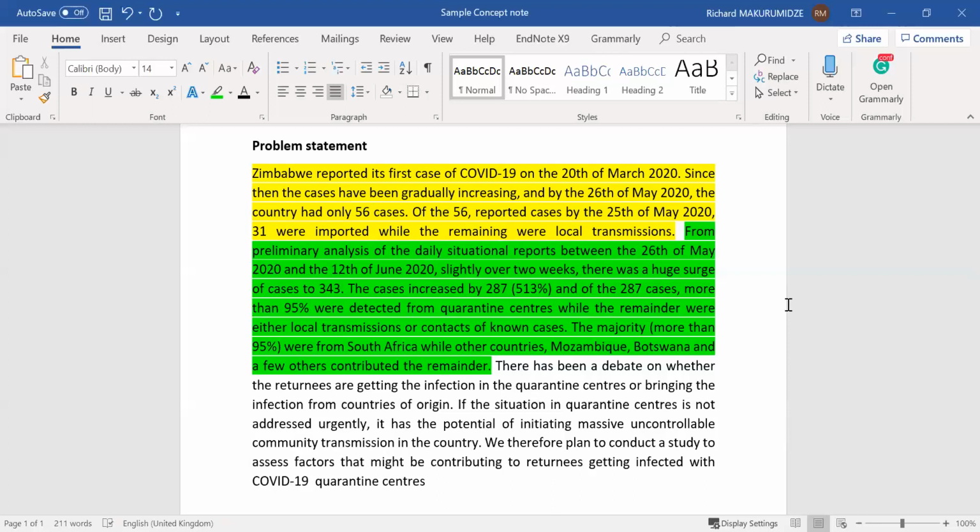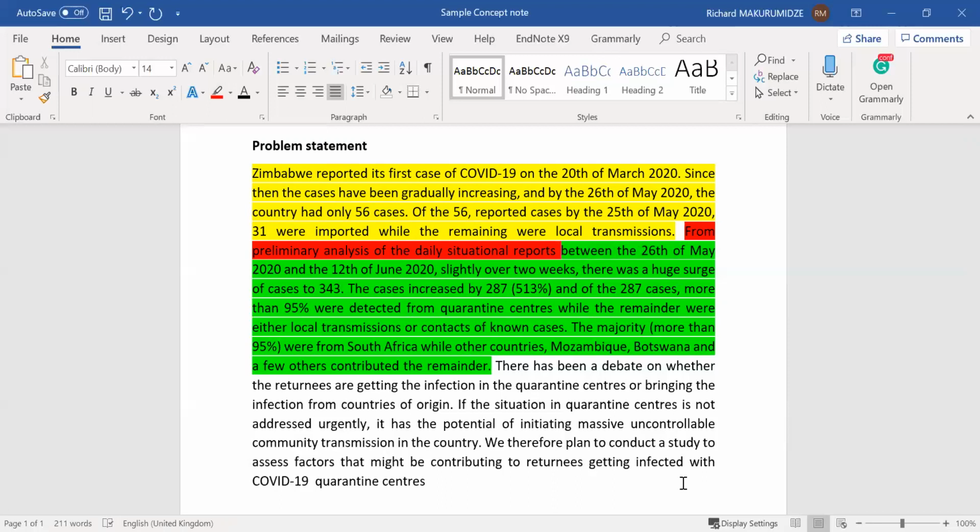Remember, when you are describing your problem, you need to put the data sources. Where did you get the information from? You don't just start by explaining your problem. You need to tell us, because most of the problems need to be supported by data.